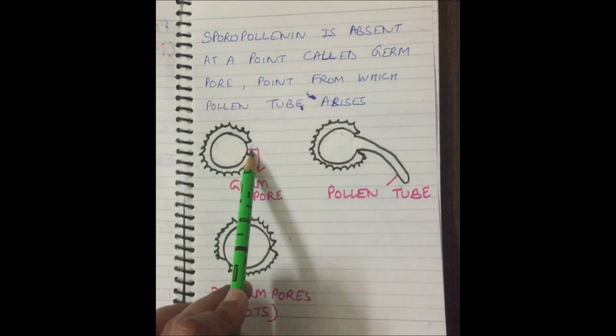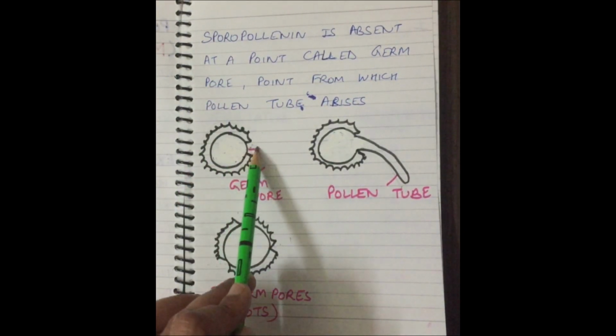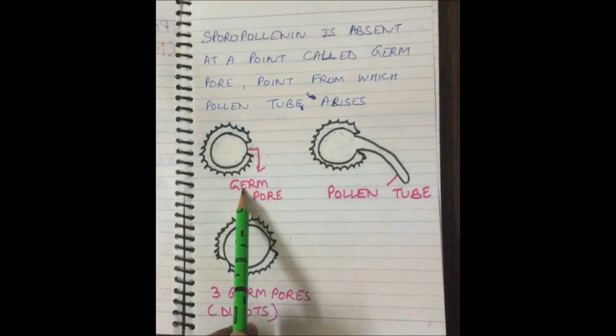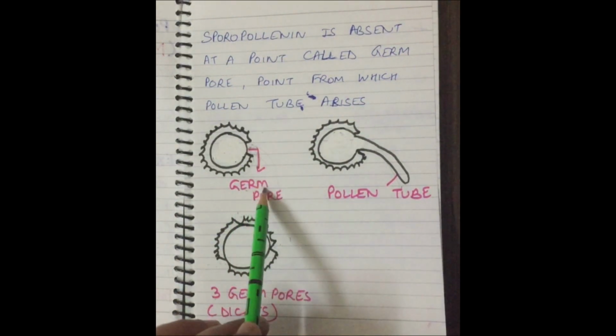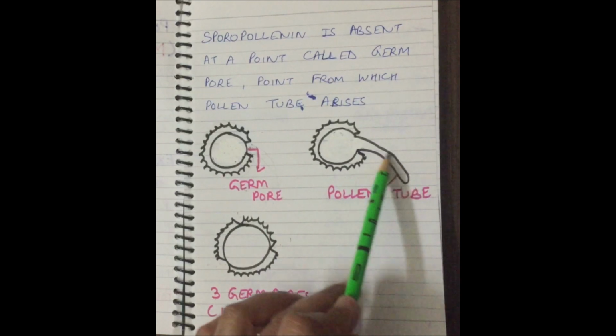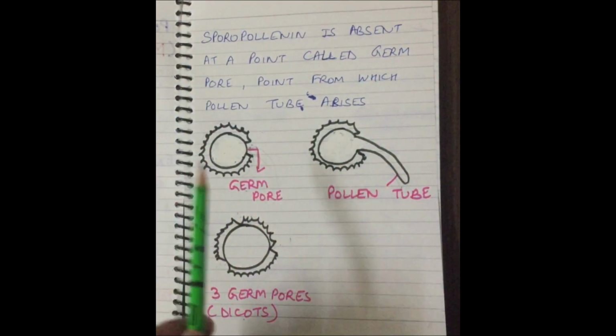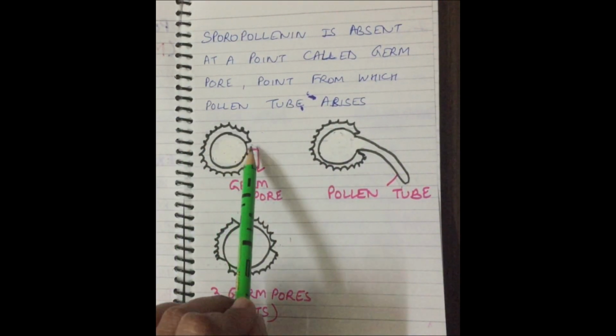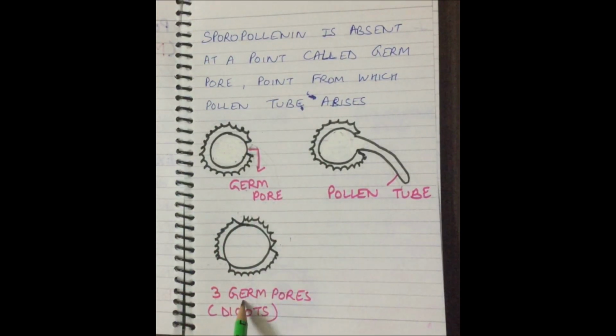So you can see sporopollenin or the exine is absent at a point, and that point is called germ pore. From that germ pore, pollen tube growth occurs. In monocots, there is one germ pore, and in dicots, there can be up to 3 germ pores. And through each germ pore, pollen tube growth can occur.